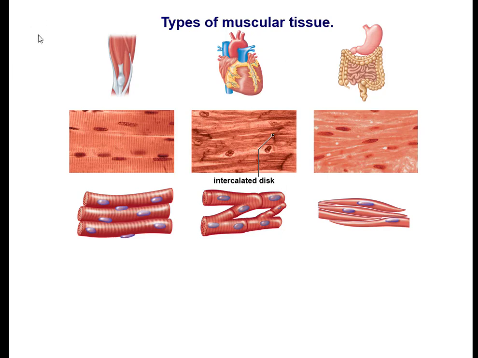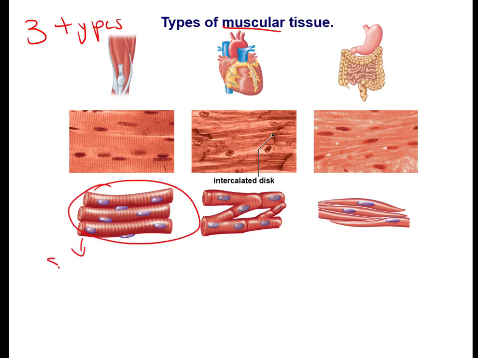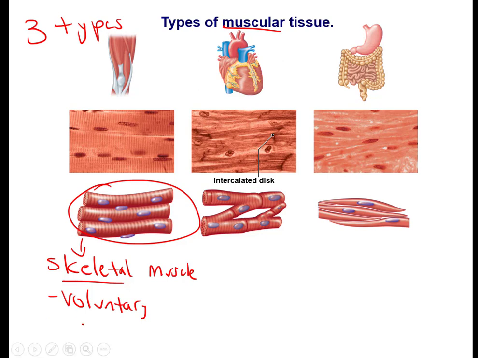The second type of tissue is muscle tissue. All right, and there's 3 types of muscle tissue. The first type, pictured here, is called skeletal muscle. And just like it sounds, this is the muscle that's attached to your skeleton, your bones. Now, skeletal muscle is voluntary, which means that you have control over it. You can tell these muscles to move or to rest.